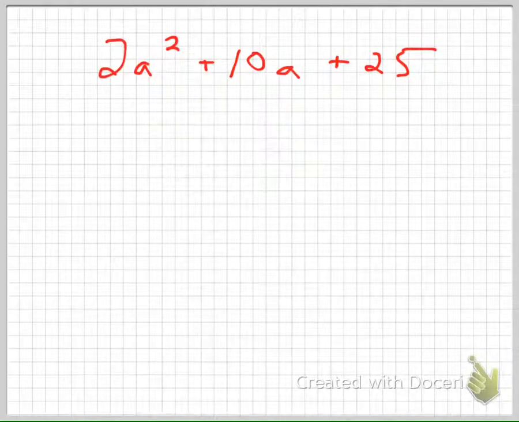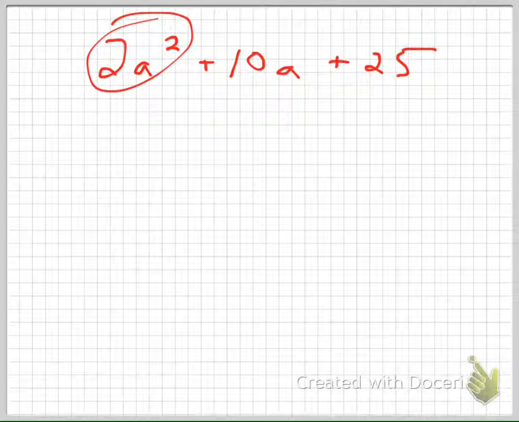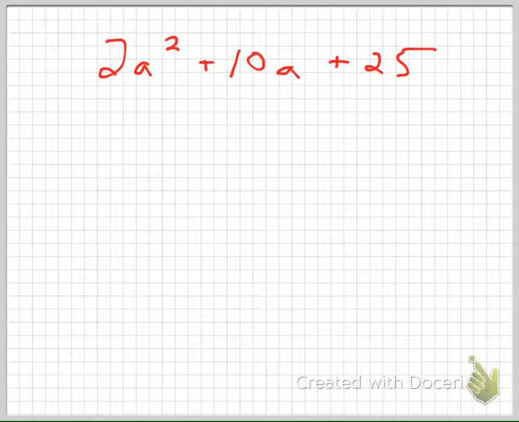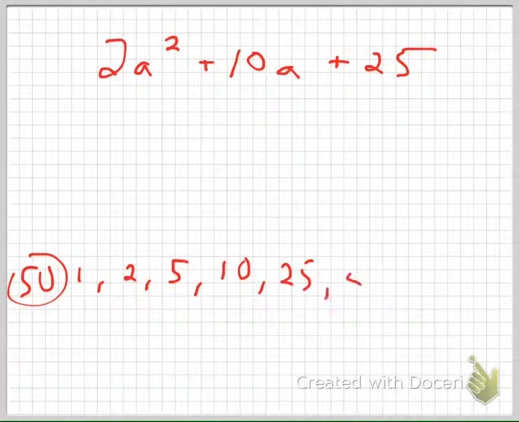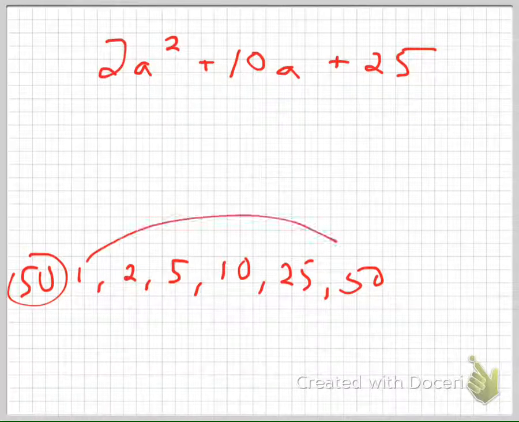Okay. You look here and ask, is that a perfect square? No. So we know it's not a perfect square trinomial. Now we have to go 2 times 25 is 50. What are the factors of 50? 1, 2, 4, no, not 4. 1, 2, 5, 10, 25, and 50, right?